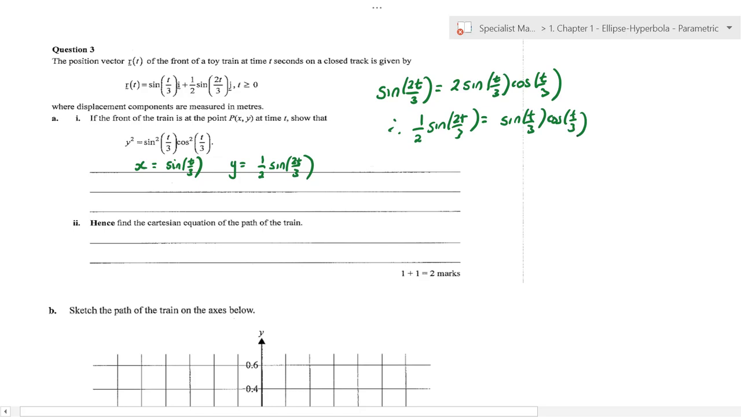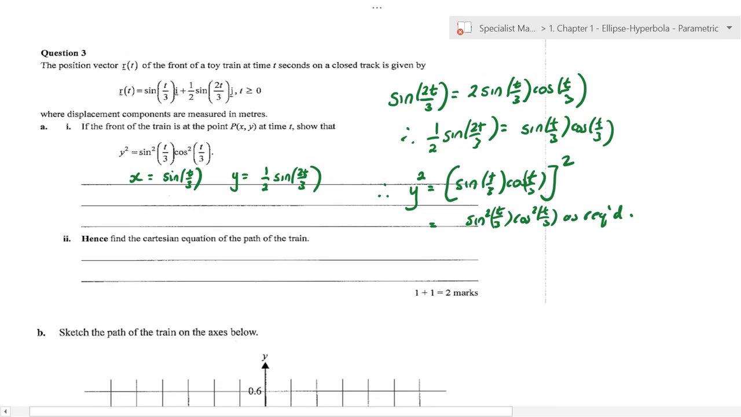Now, the question is, how do we get this sine squared cos squared business here? So we can say, therefore, y squared is equal to sine t on 3 cos t on 3, all squared, which is equal to sine squared t on 3 cos squared t on 3, as required. So in order to do this, you needed to show some evidence of rearranging the double angle formula.